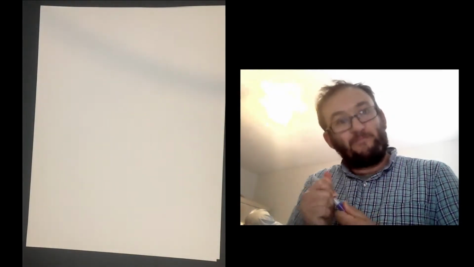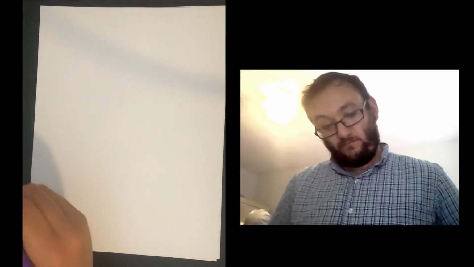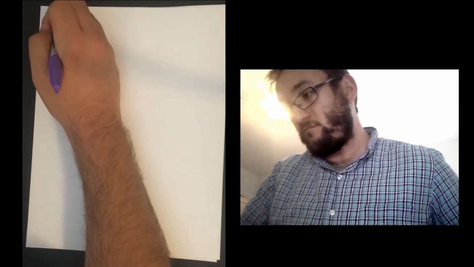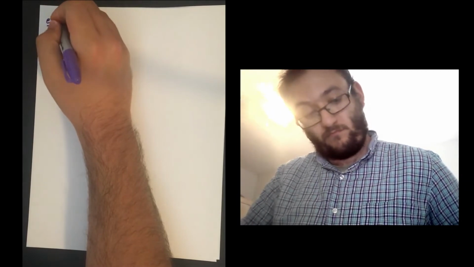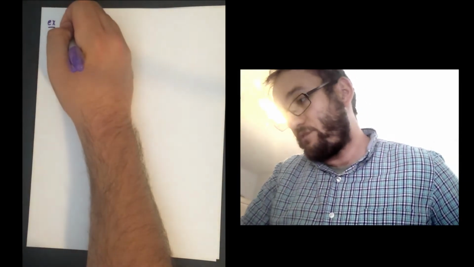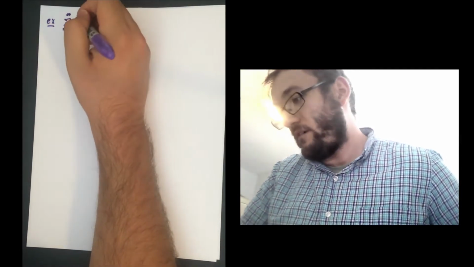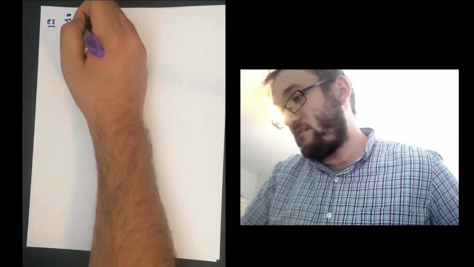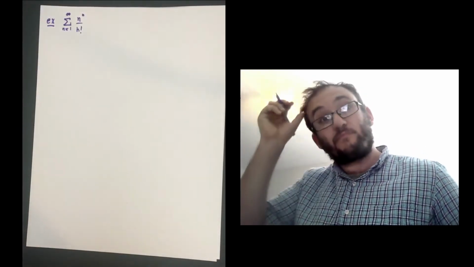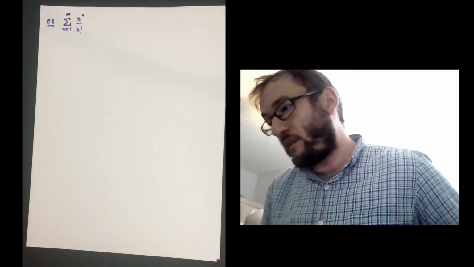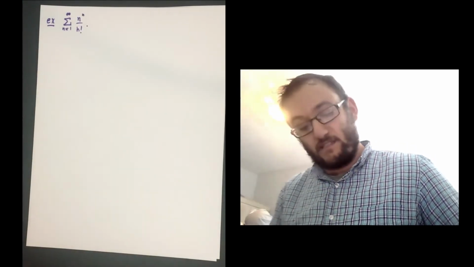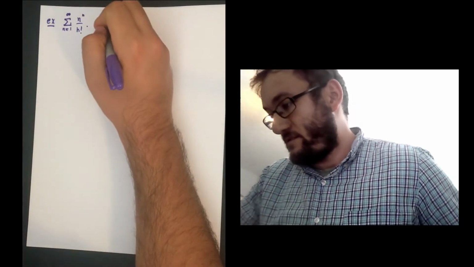Let's try one more. We're going to take the sum from n equals 1 to infinity of n^n divided by n factorial. Okay. So I think we looked at this actually in one of the problem sessions. But let's apply the ratio test.